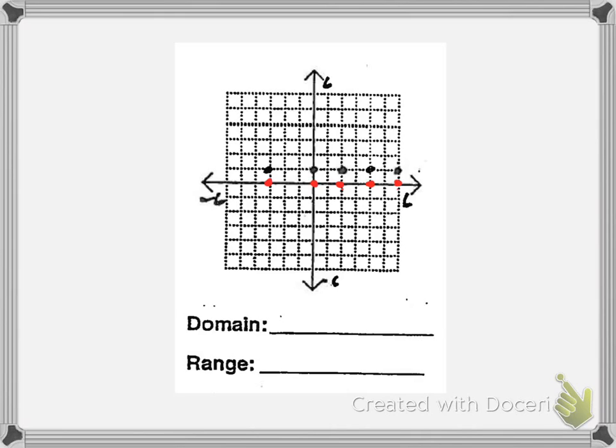Therefore, because the points are disconnected, I'm going to use the squiggly braces to write my domain. And so my domain is negative 3, 0, 2, 4, and 6.